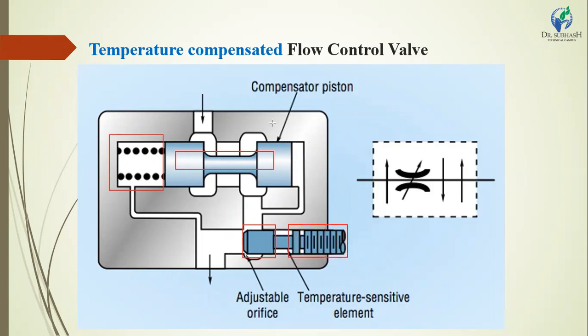This dark gray part is the body of the flow control valve, and here this line is marked as return oil from the line, and this is also return oil from the backside of the spool or piston. Compensator piston: both pistons work left and right. Now we have to check how it works.